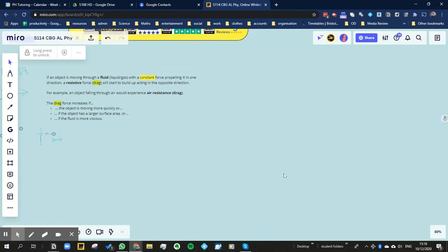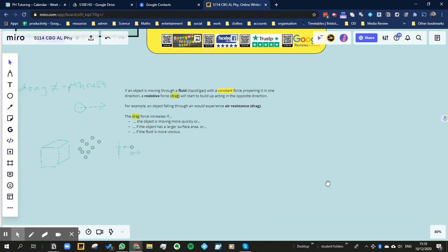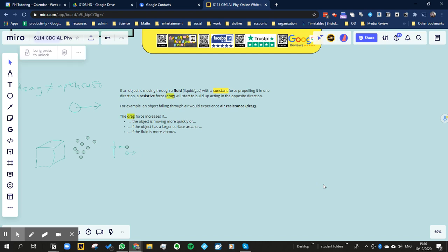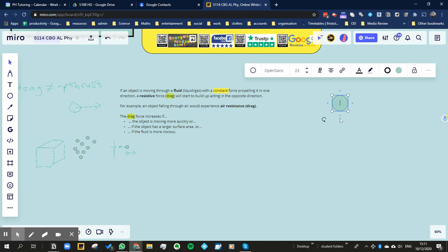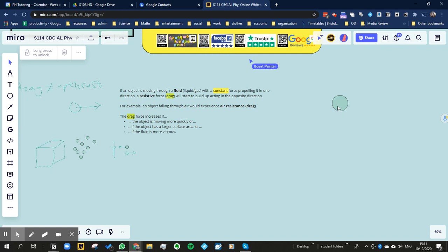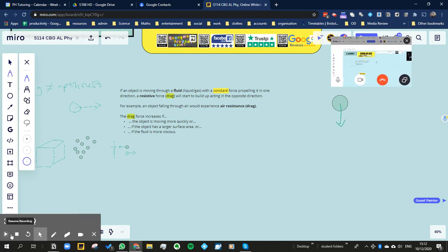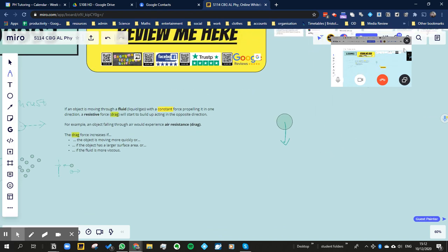What we want to know is, why does this mean that it's going to have a maximum speed? Well, let's think of an example of something falling. So let's draw a circle here, make it nice and neat. So this object. We know how air resistance works now. We want to know why that would produce a maximum velocity or maximum speed.